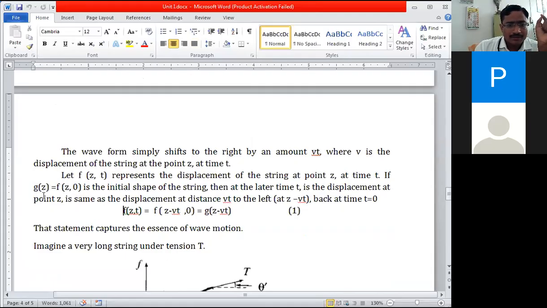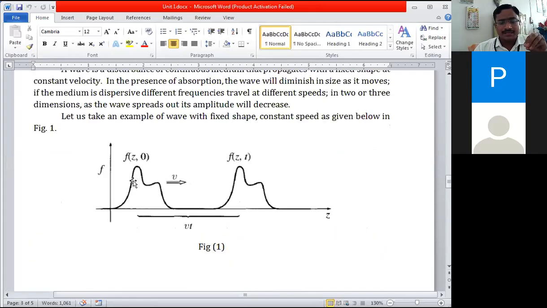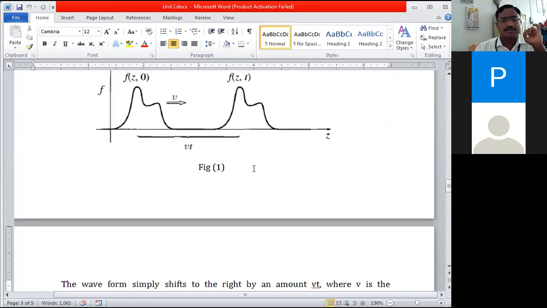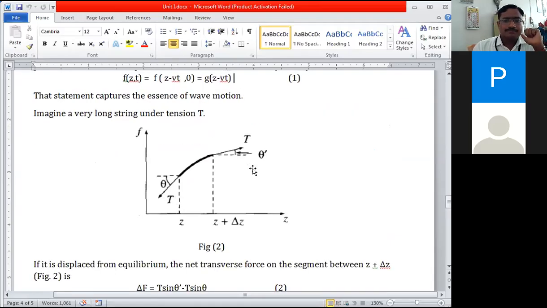Therefore, we can write g of z is equal to f of z0, and we can write f of z t is equal to f of z minus vt 0, or that we can write as g of z minus vt. This is just a sign convention. Minus vt, the same wave at some earlier time t, because its shape is constant. Now this is the essence of wave motion.